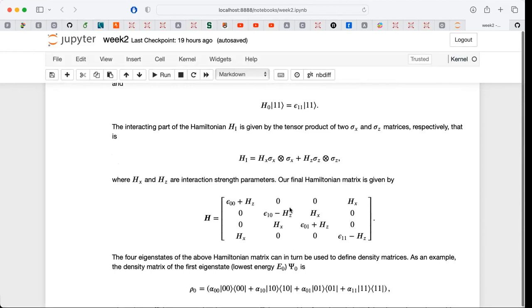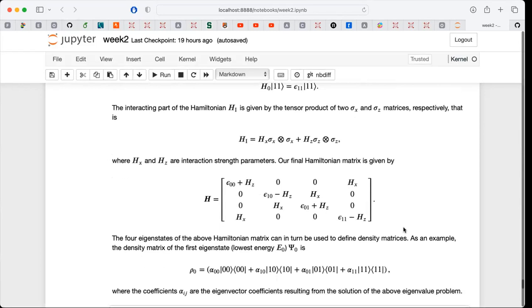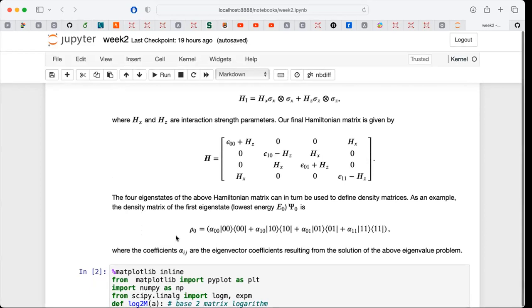And that gives us a Hamiltonian matrix, which is going to look like this. And we can also, from that one, define, for instance, the density matrix for the first eigenstate, the one with the lowest energy. And you can show that this has to run like this.